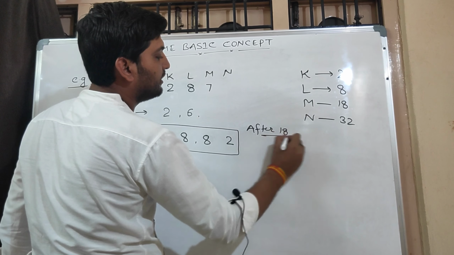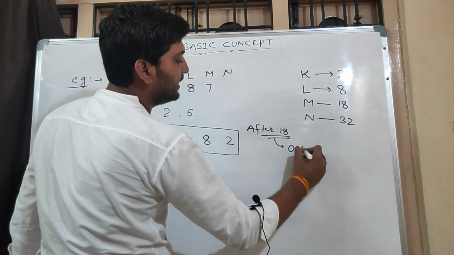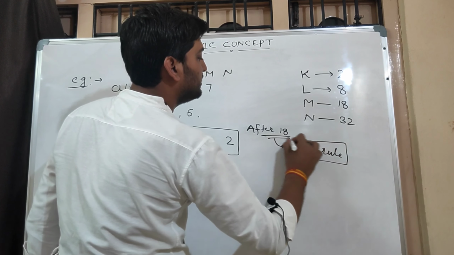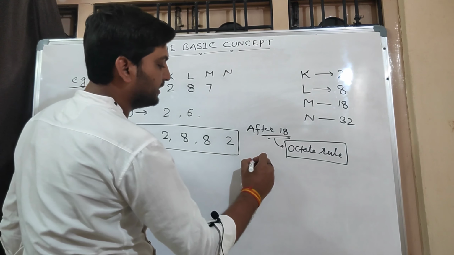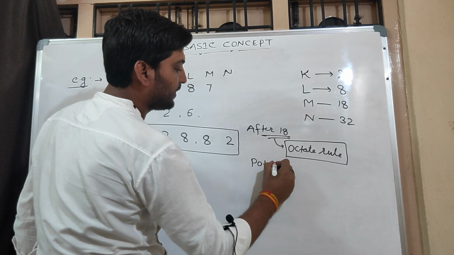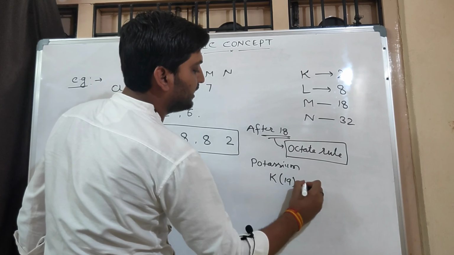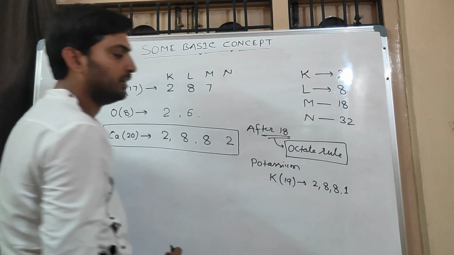18 we have to obey a rule that is called the octet rule. We have to obey a rule that is called the octet rule after 18. Means for 19, potassium K, atomic number 19, the electronic configuration will be 2, 8, 8 and 1.